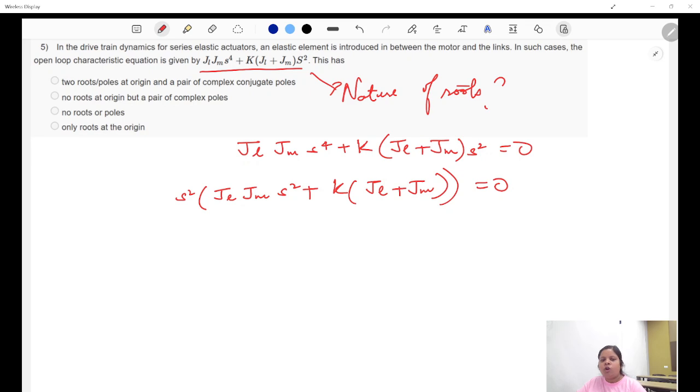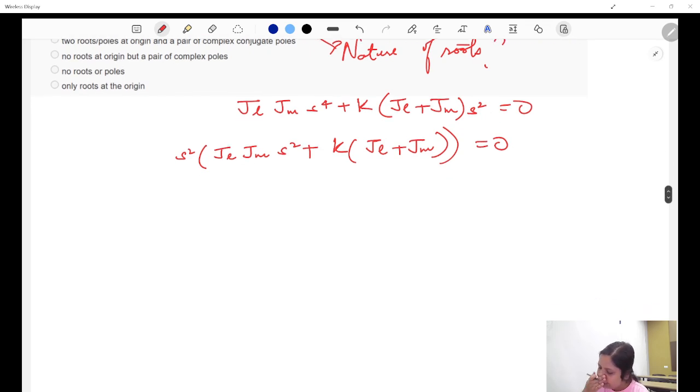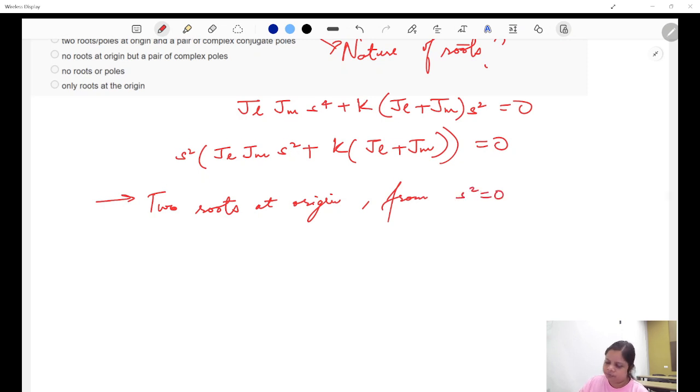Right? So what are the two roots? Let's check. Two roots are definitely 0, right? S square is equal to 0. So from here we can say two roots at origin. Okay? This comes from S square is equal to 0.